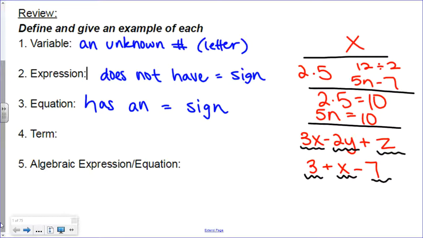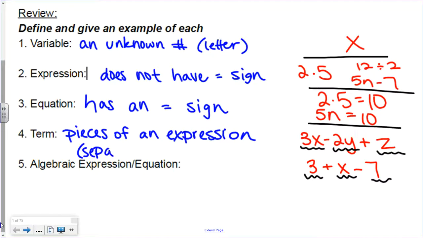What are they separated by? By what? What's in here? A sign. In fact, plus or minus sign. It's like the little piece. So this piece is a term. That's a term. That's a term. This is a term. This is a term. This is a term. Basically, it's the pieces of an expression. Okay. So we're going to use that as our definition. And like Marin said, these are separated by a plus or a minus sign.